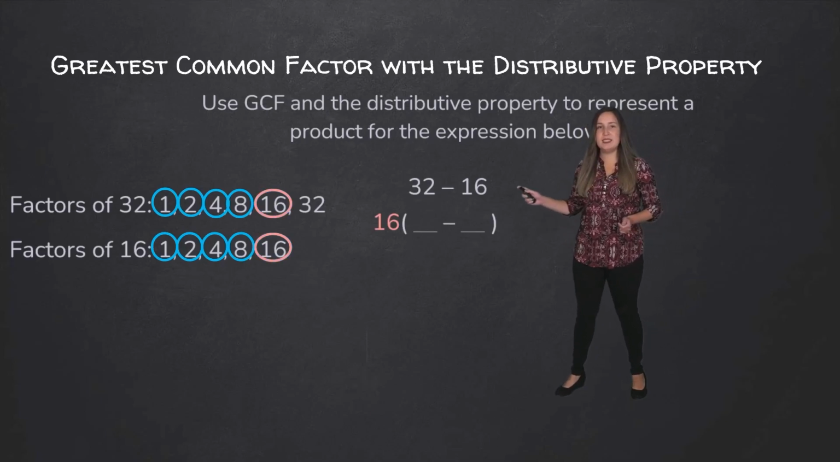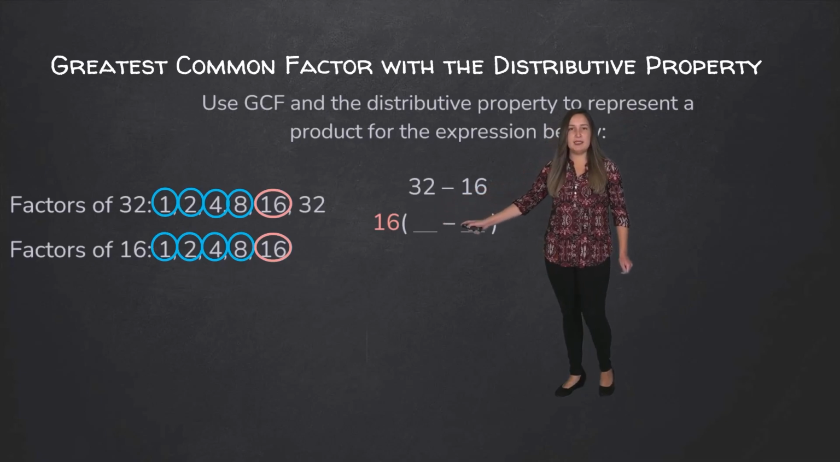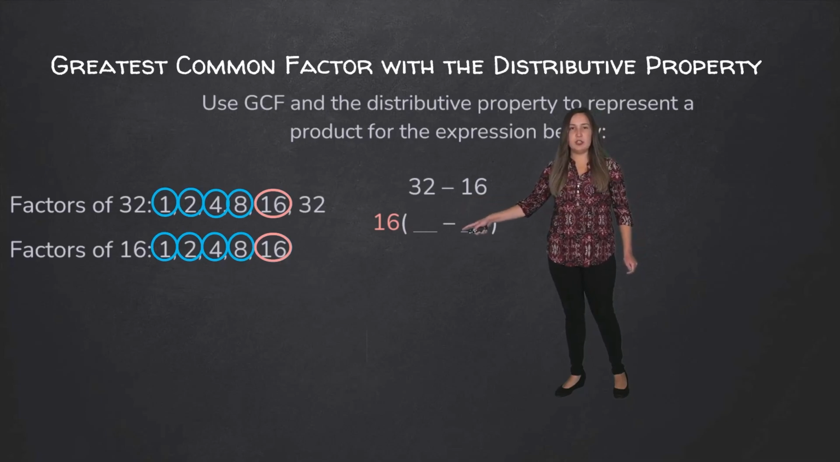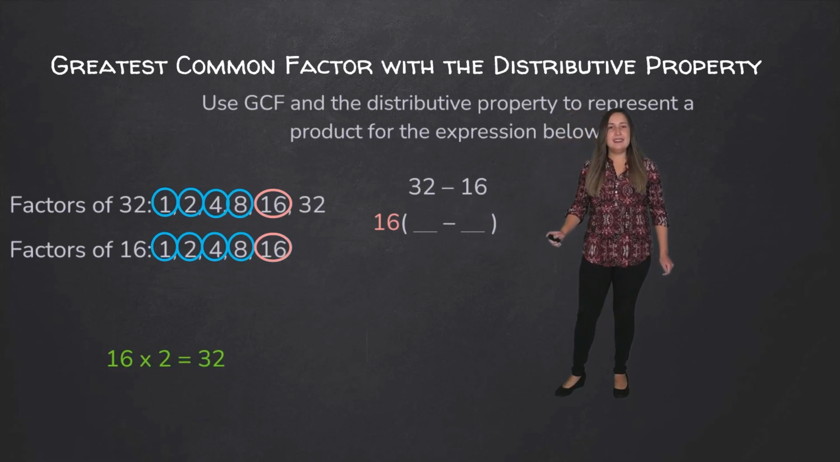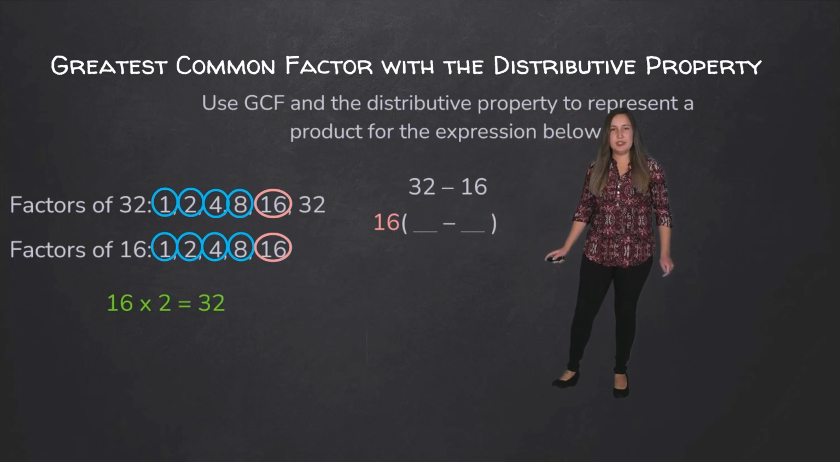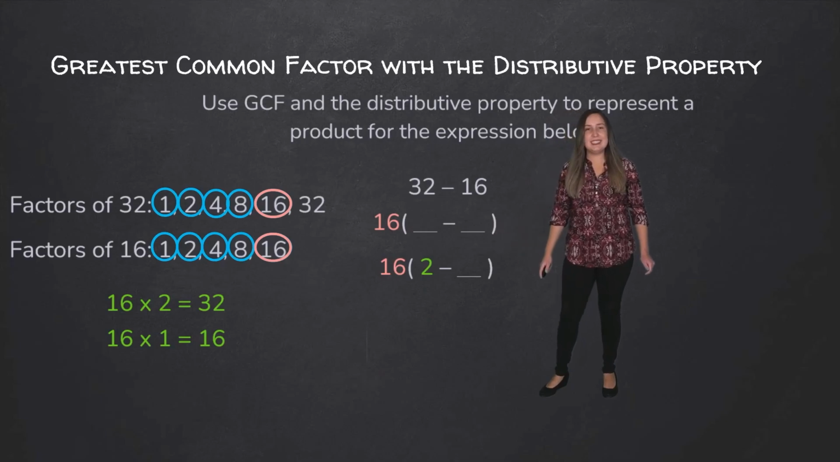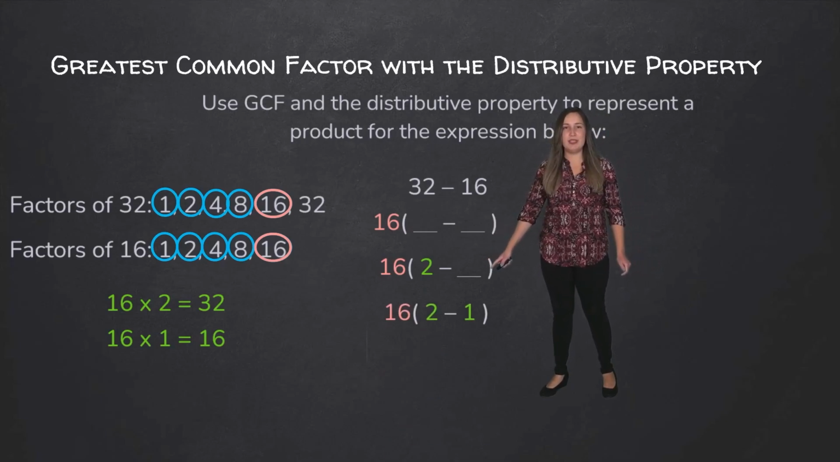So we're going to take the 16 and put it outside the parentheses, blank minus blank. Remember that this time we're doing subtraction, so there should be a minus sign here and not a plus sign like we had before. Now we know that 16 times 2 is equal to 32. So in that first blank, we're going to put a 2. And we know that 16 times 1 is equal to 16. So in that second blank, we're going to put a 1.